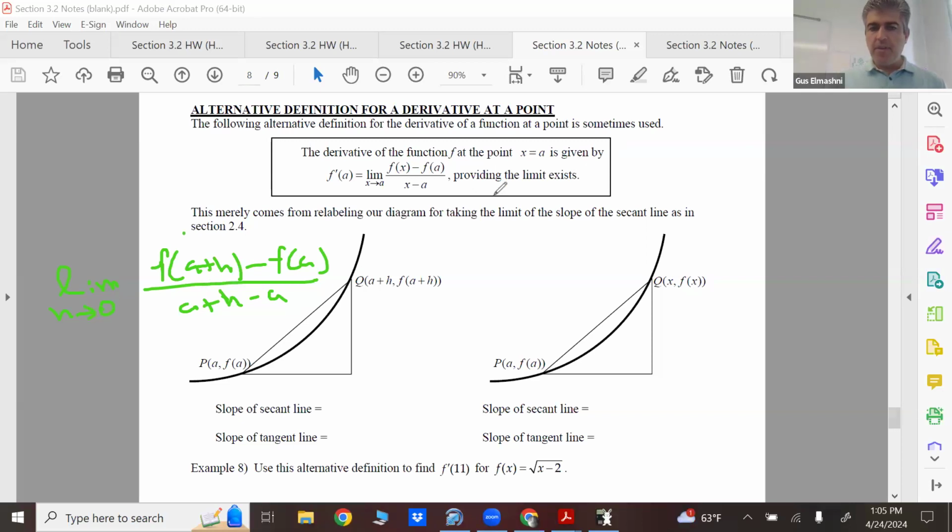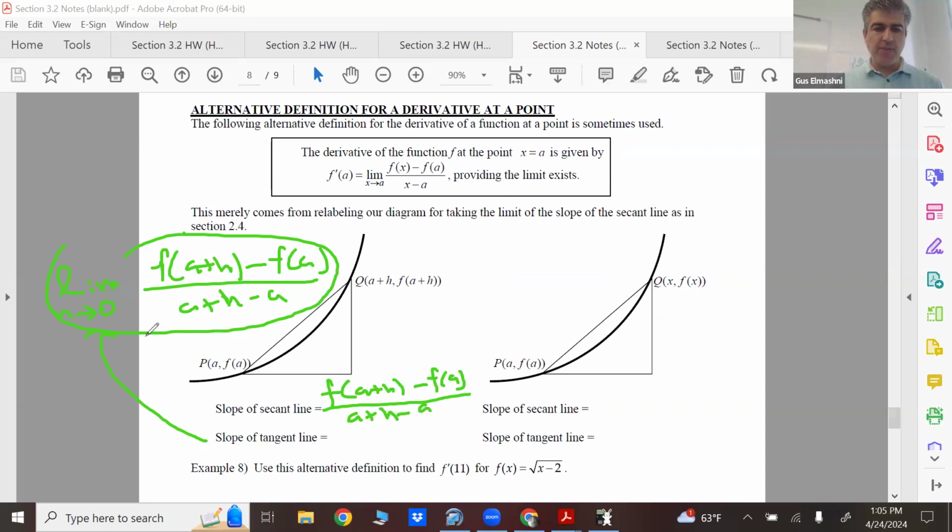But you have the same thing here. So the slope of the secant line, actually, I just did the slope of the tangent line for you guys right here. And the slope of the secant line is just this. But what happens to the a's here? Yeah, they cancel out.